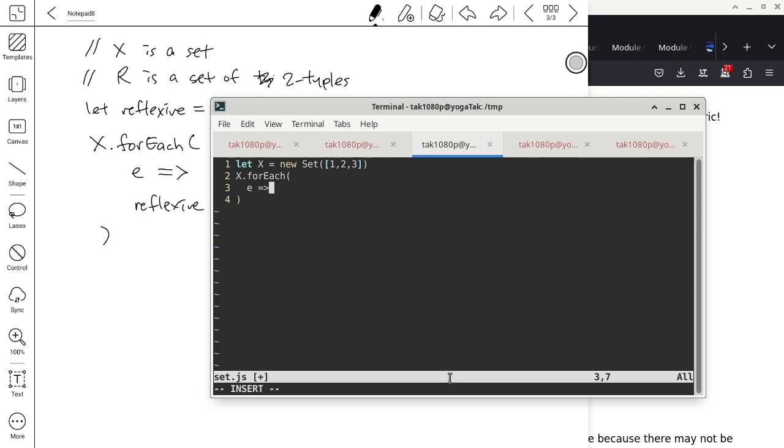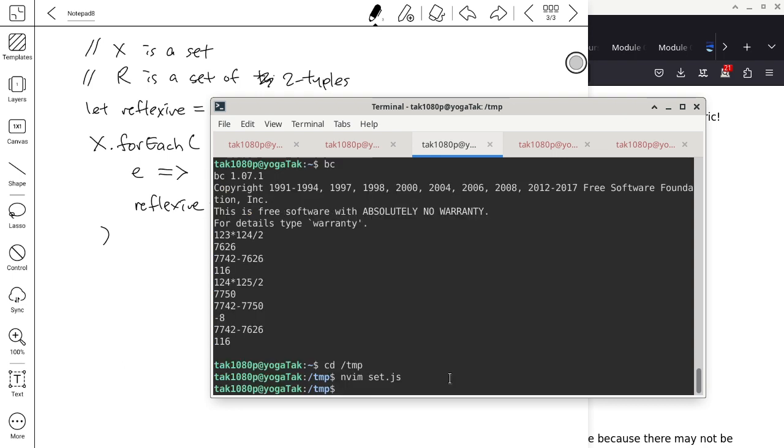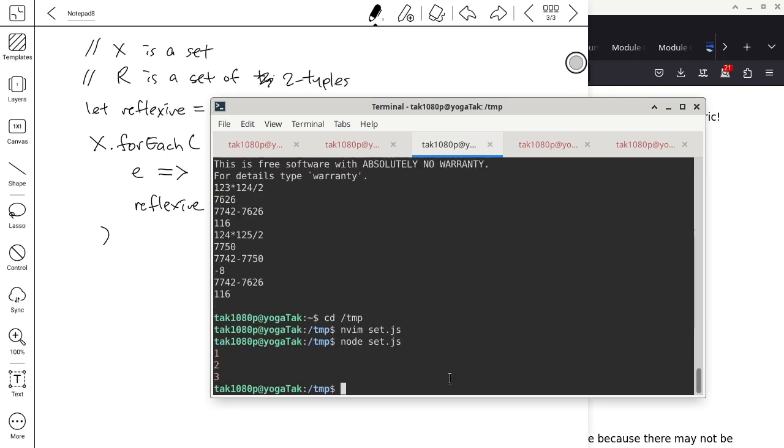Yep. Is this also called a named expression? Nameless, yep. Or nameless function definition. It is still a function definition. So in this case, I just want to print it out. So we say console.log, and I just want to know what E is. Okay, so we just say E like that. And then we'll see whether that works or not. So node set.js. There we go.